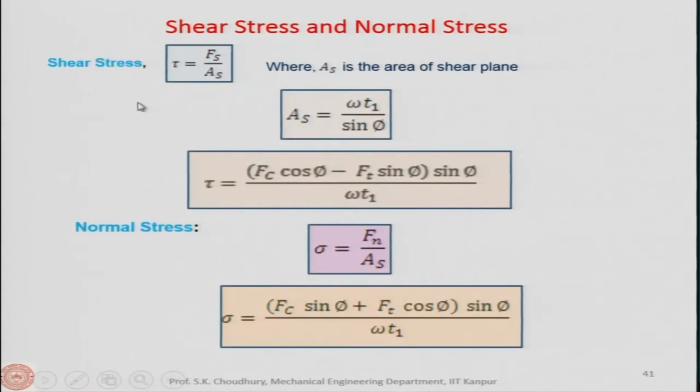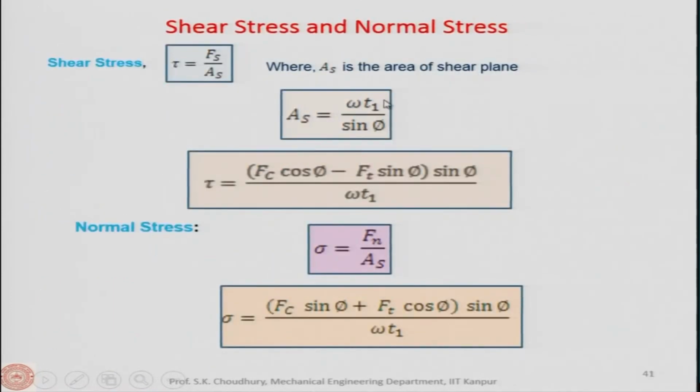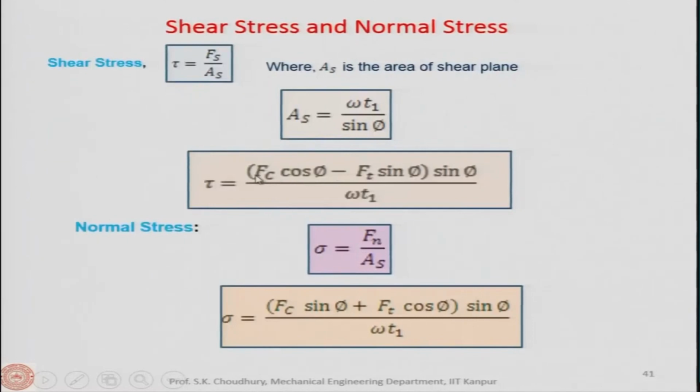All right. Now, the shear stress, we know, is the shear force divided by the area of the shear plane. And the area of the shear plane, we have already seen, is W T1 by sin phi. So, therefore, the shear stress is equal to Fs, which we already found out, Fc cos phi minus Ft sin phi, divided by W and T1, multiplied by sin phi. This is how the shear stress is coming.